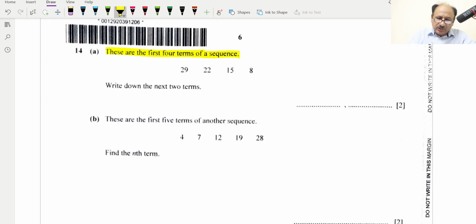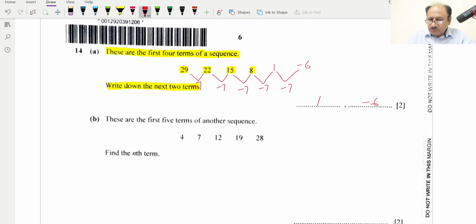These are the first four terms of the sequence. They have provided four terms, and write down the next two terms. Next two terms we have to write. So we'll check the difference. Difference between these two is 29 minus 7 will be 22, then minus 7 will be 15, and minus 7 will be 8, and we can subtract further 7 to get 1, and further minus 7 will be giving us minus 6. So terms will be 1 and minus 6. 2 marks question.